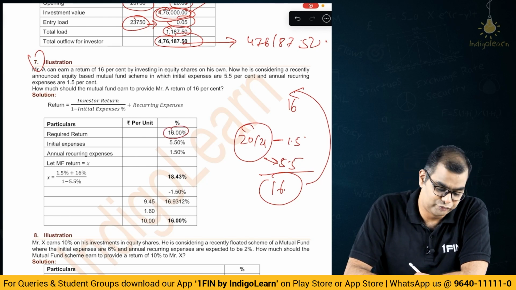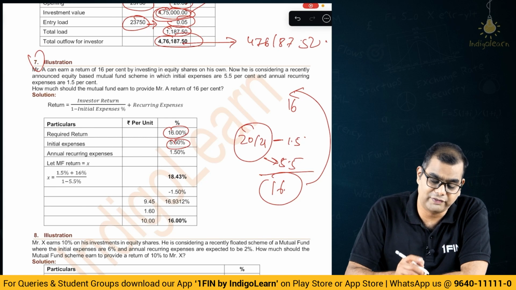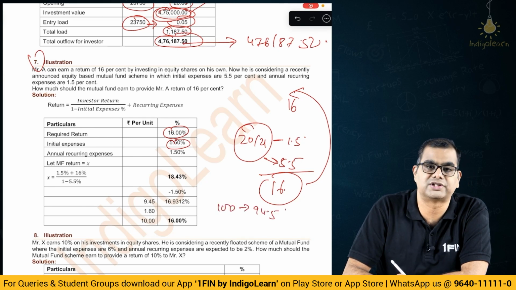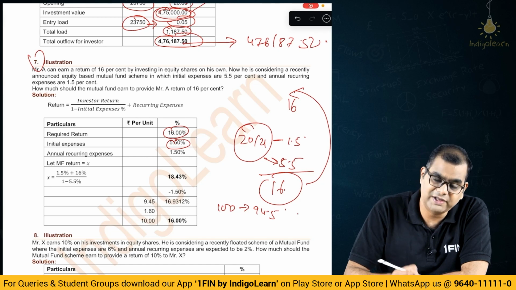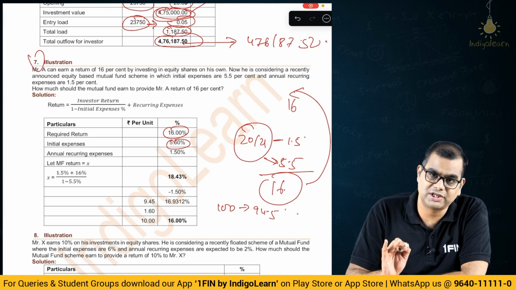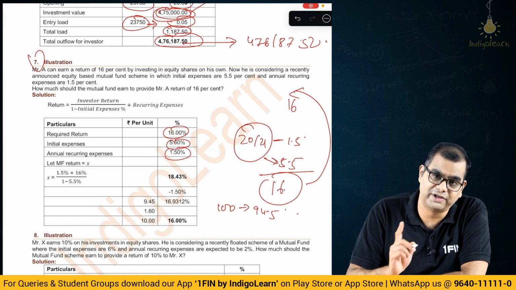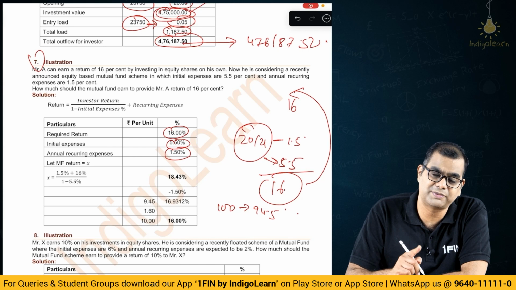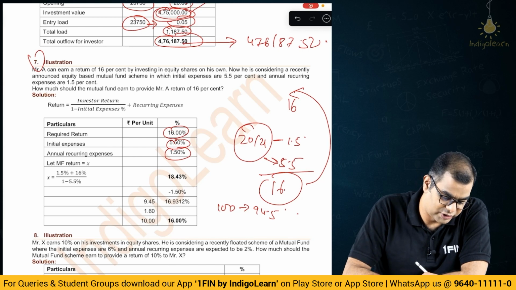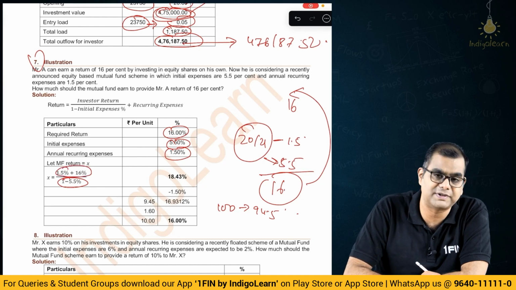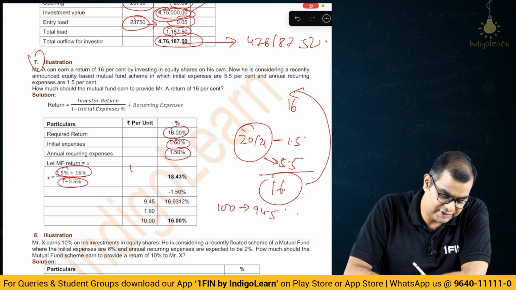Required return is 16. Initial expenses 5.5. So, when you invest 100, 94.5 is actually what is invested. The 5.5 is going away as initial expenses itself. And annual recurring expense is 1.5. So, every year you incur 1.5 and the initial investment is only 94.5. So, what you should do is, initial value is 1 minus 5.5%, which is the initial investment value, and every year you should generate 1.5 plus 16, which is 17.5. So, you do 17.5 divided by 0.945.